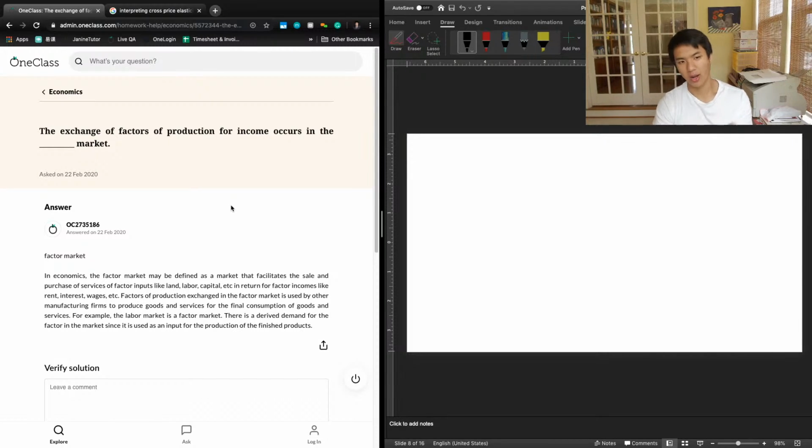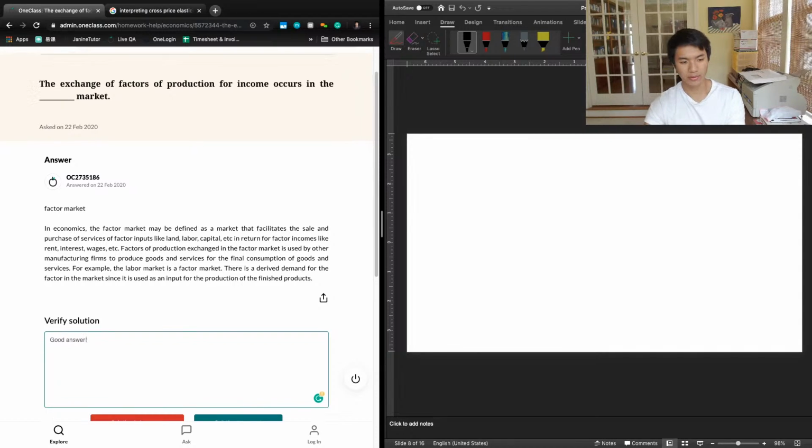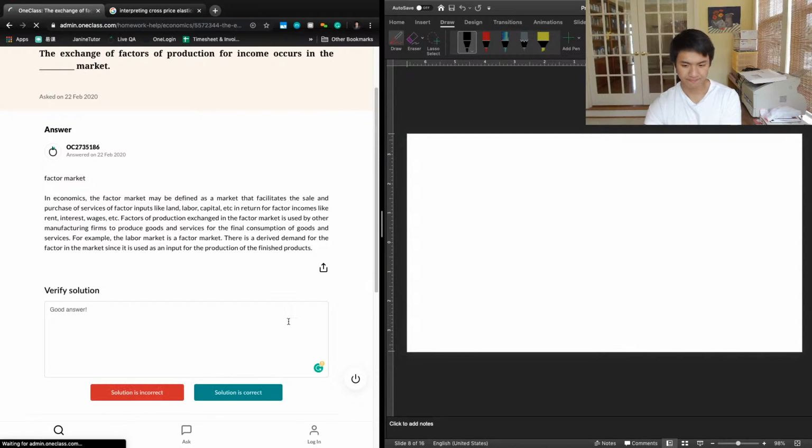So what I meant when I said they're different is that the factor market is the overall umbrella of markets for factors of production, and a labor market is one of those subcategories. And these are all markets that are different from that market that you and I might be used to, like going to a store and buying something, and that's a market for finished products. And so this is a good answer. And we don't have anything else to add on to that, really.